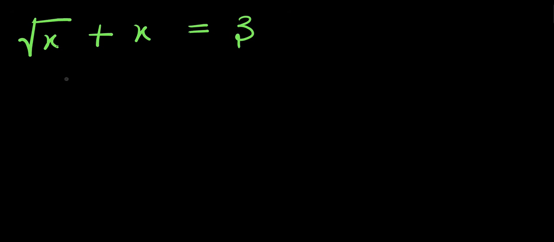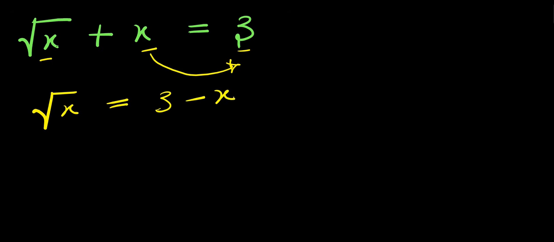Hello, how to solve square root of x plus x equals 3. So let's start by moving this over to this side. We have square root of x equals, this becomes 3 minus x. So to eliminate the square root, we take the square of both sides of this equation.